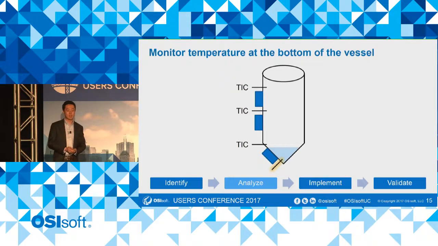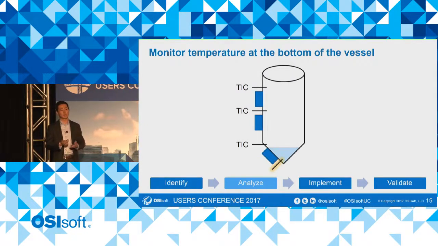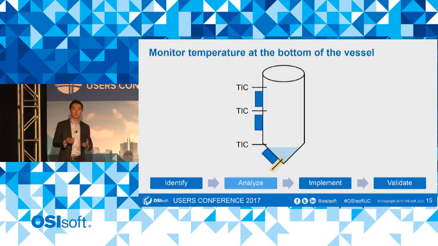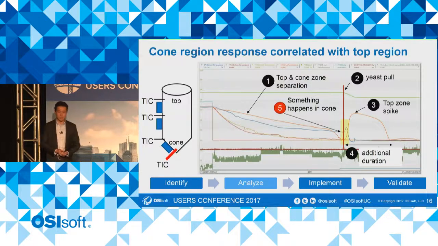So they decided to add an additional temperature sensor to the cone of the tank to give them that visibility. With that new sensor, essentially we have a new data point within PI. So it was very easy for us to bring that data point into PI, repeat a cooling process, and see what the results are in our visualization. So let's see what happened.